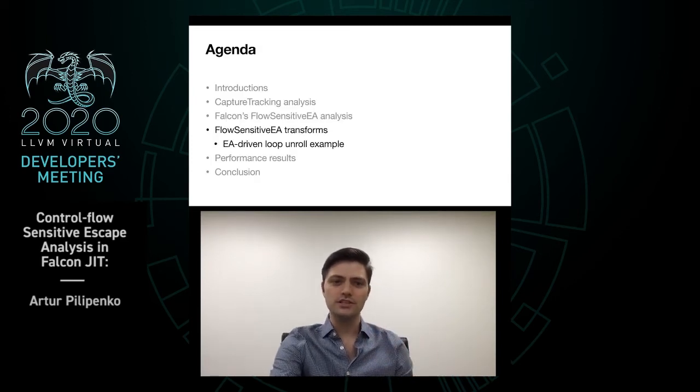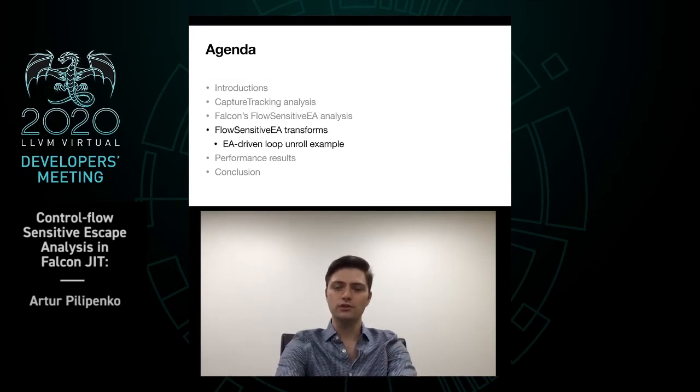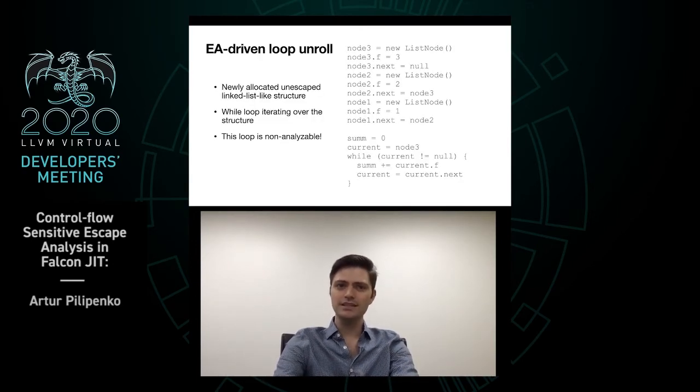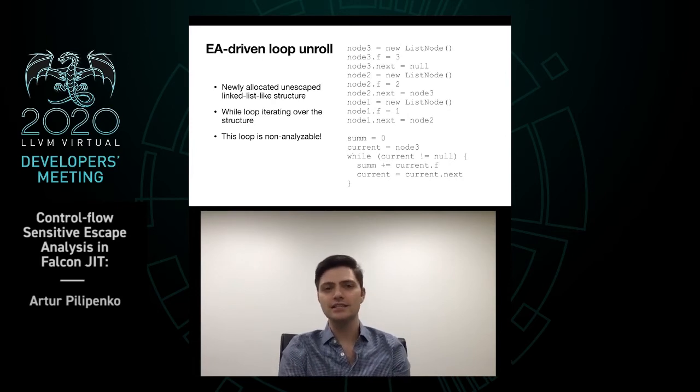Now let's look at another example. This is escape analysis-driven loop unroll. Let's say we have a newly allocated, unescaped, linked list-like structure. And we have a classic while loop iterating over the structure. We're iterating until the current element is null.